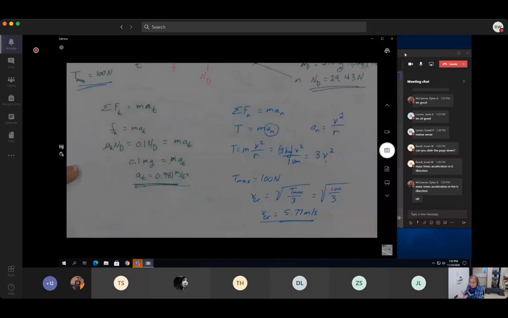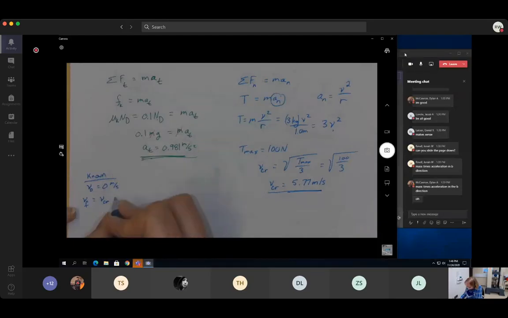Okay, so now we know some other things. We know that our initial velocity is 0 because we said we're starting from rest. Our final velocity will have to be our critical velocity because that's the point at which our cord won't hold anymore. And so that's the 5.77 meters per second. The acceleration to get us there is our tangential acceleration.